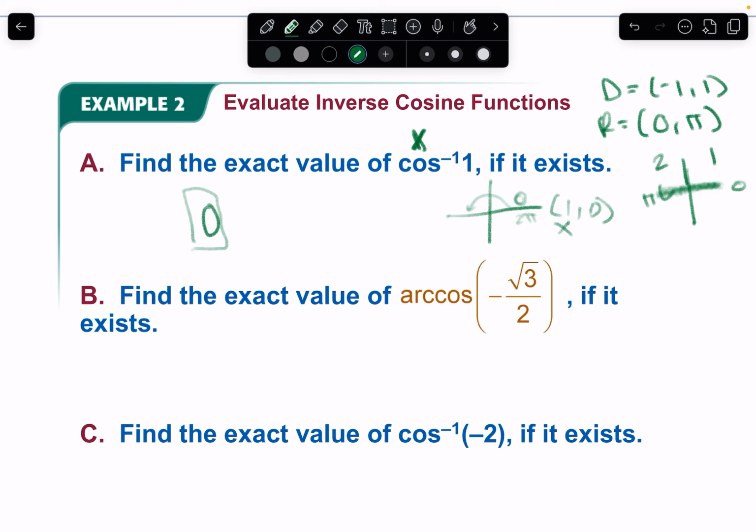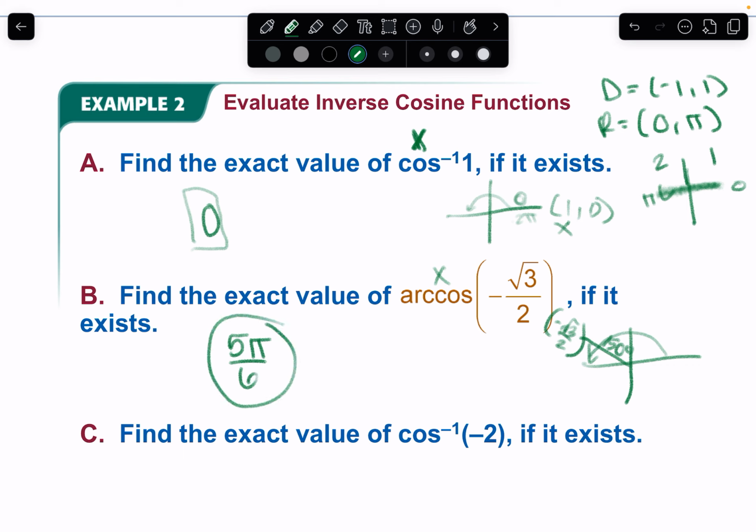Part B, again, same thing. I'm trying to find my x value in quadrant 1 or quadrant 2 that is equal to negative square root of 3 over 2. So if you are scanning your unit circle, you are looking for an x value that is equal to negative square root of 3 over 2. Whenever you scan that at the degree measure of 150, there is an x value that is negative square root of 3 over 2. The radian measure that corresponds to that is 5 pi over 6, which would be your answer.